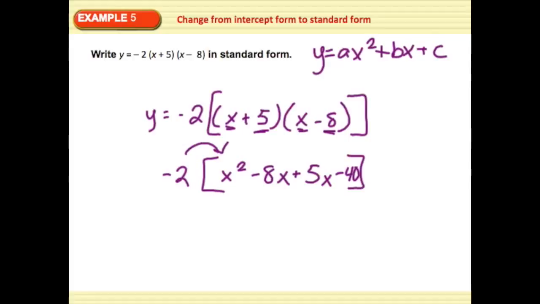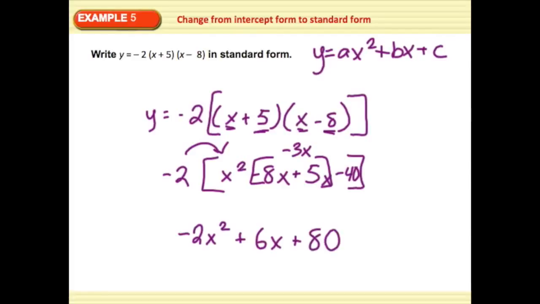Now, I actually need to distribute that negative 2 that was at the front to all those inner terms in order to account for it. So I'm going to multiply negative 2 times x squared is negative 2x squared. Negative 2 times negative 8x plus 5x. So these are like terms, so I'm going to combine those first, which is a negative 3x. So negative 2 times negative 3x is plus 6x. And then negative 2 times negative 40 is positive 80.